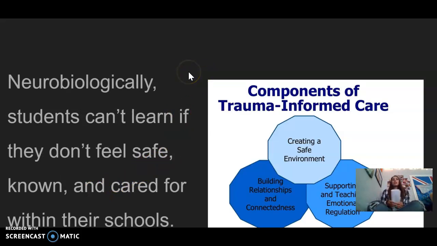So, neurobiologically, students cannot learn if they don't feel safe, known, and cared for within their schools. So, students actually have to have this social and emotional healing from their teachers and feel cared about and valued by them if they're going to learn at all. Even if you have the best curriculum in the world and you're the best teacher in the world, you cannot reach through to them if they do not have these basic needs met.